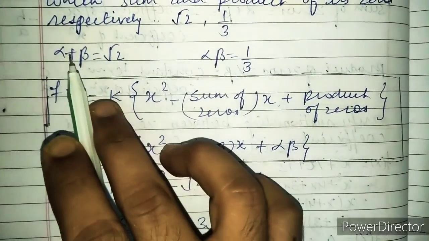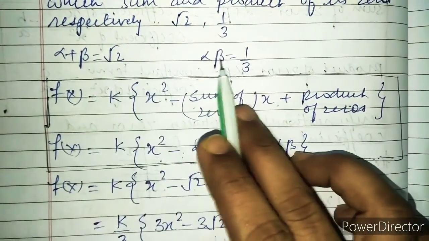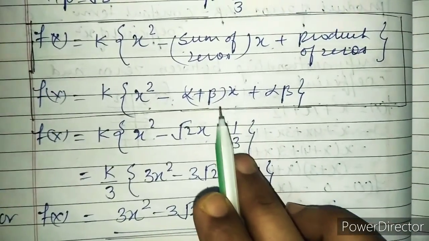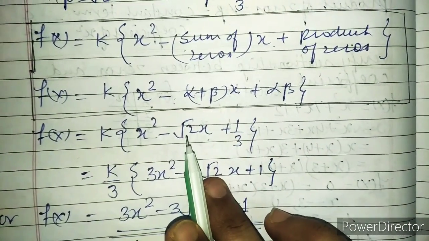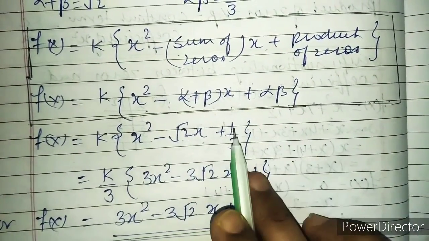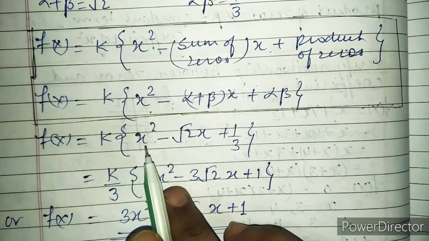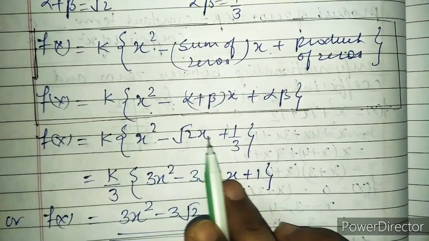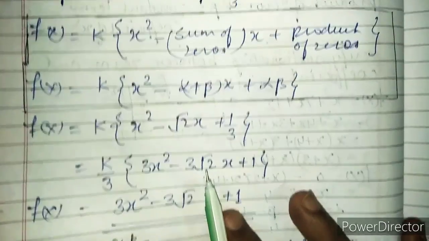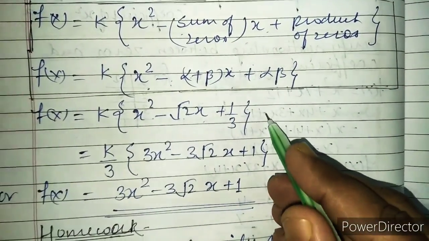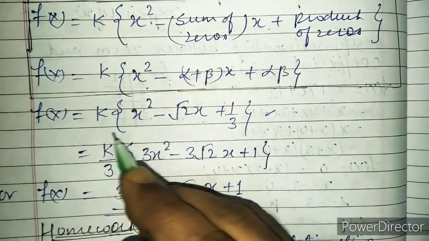So if we have been given the sum of zeros root 2 and the product of zeros 1 upon 3, we can directly place the values. Alpha plus beta is root 2 and alpha beta is 1 upon 3. So k in bracket x² minus root 2 x plus 1 upon 3. See, here you can always terminate the answer. This is one of the solutions.